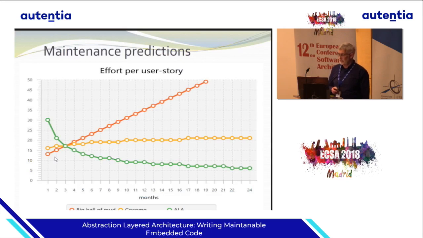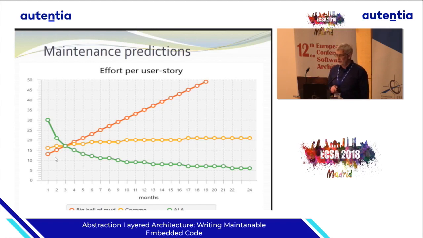So what about maintenance? This is a qualitative graph of what the maintenance should be like. The green one is this abstraction layered architecture. The reason it would go down is because as your domain matures and you get more of these abstractions written and unit tested and working, the amount of code that you're having to do for any particular user story is getting less and less and less.